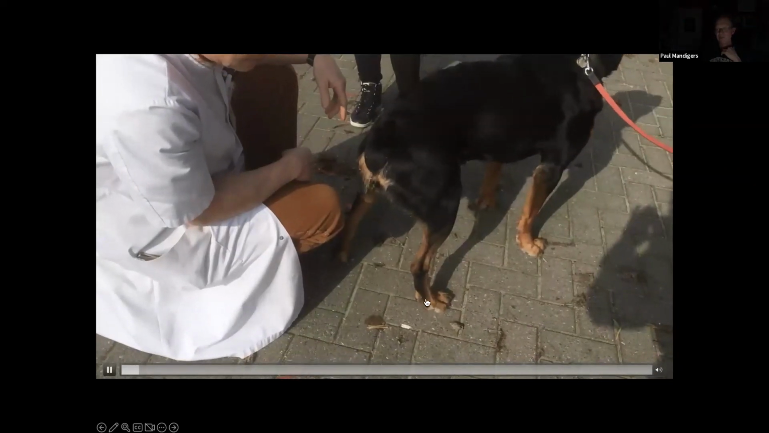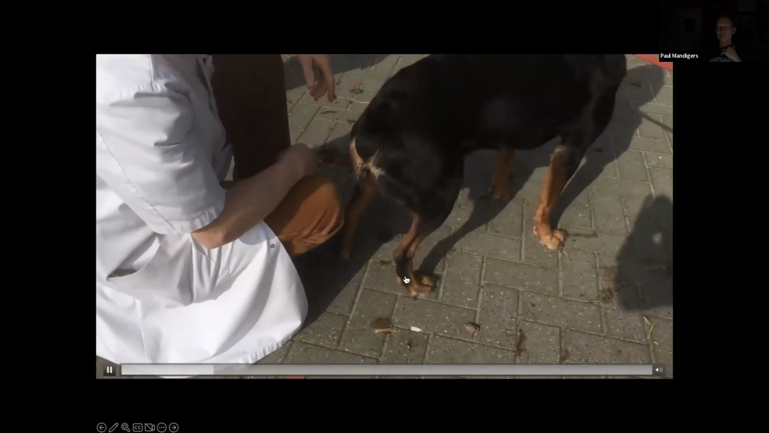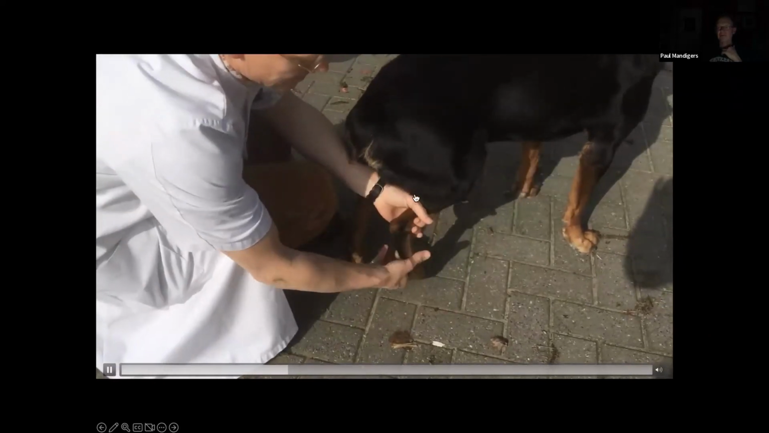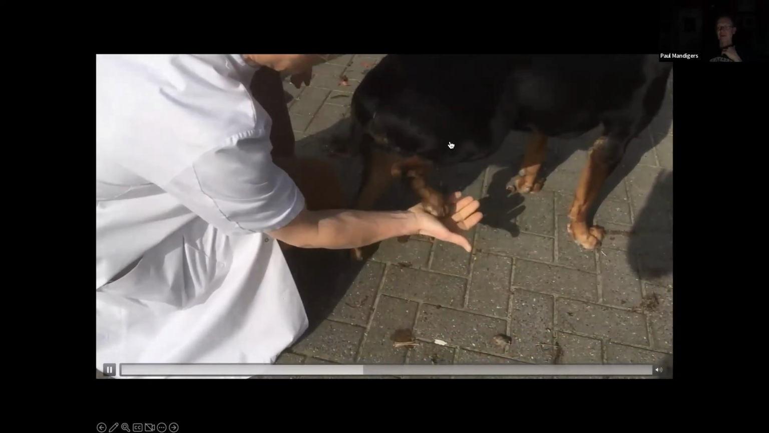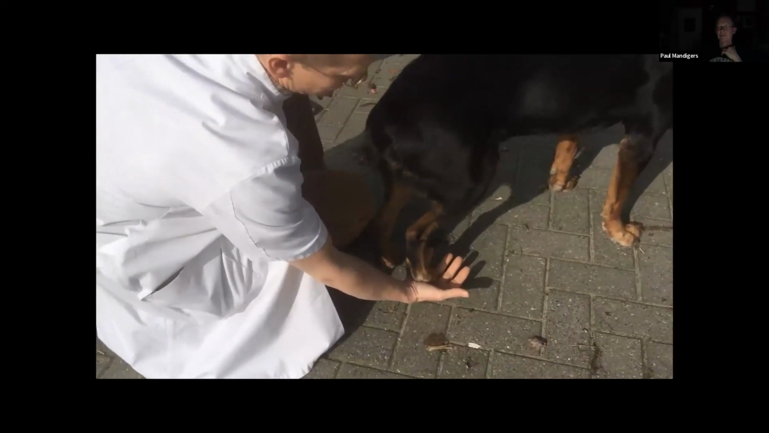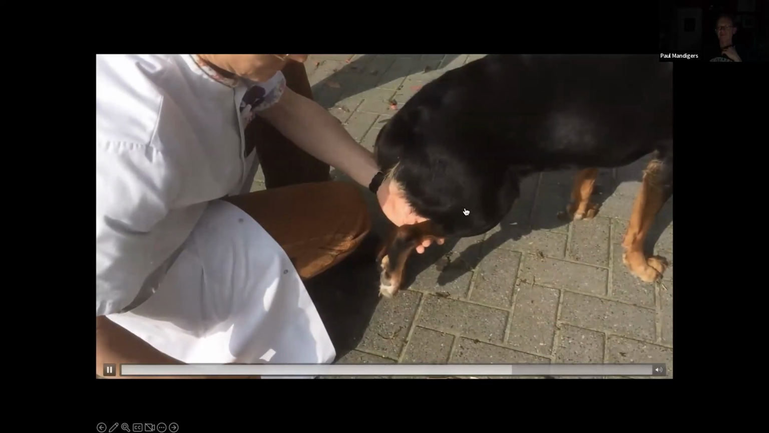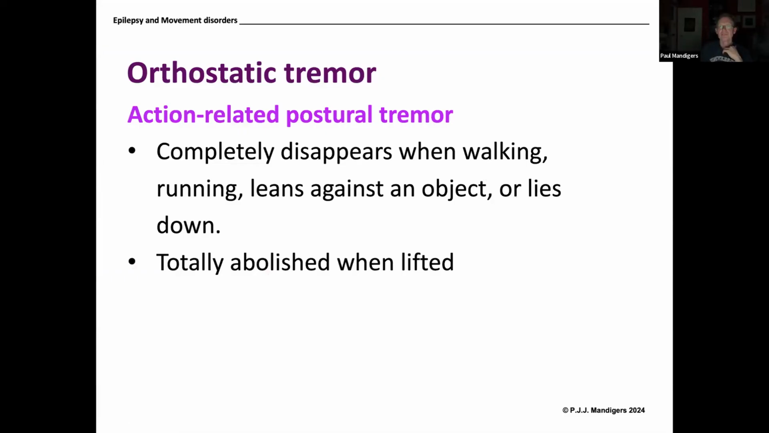Because the tremor is only visible when his feet are on the ground, because it's an action-related tremor, a postural tremor. So if I lift the leg and if I stimulate the paw, then the tremor should develop. And now it starts. So there the tremor is. And if I, for instance, only lift the leg without touching the paw, then the tremor is not there, because it's a dysfunction of the postural system. Now, these action-related postural tremors, a hallmark is they disappear when walking.